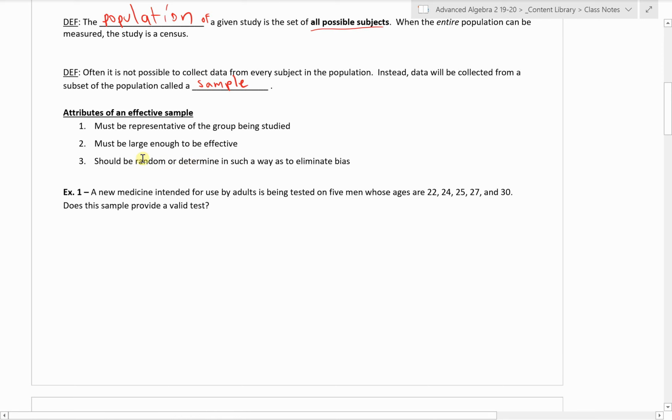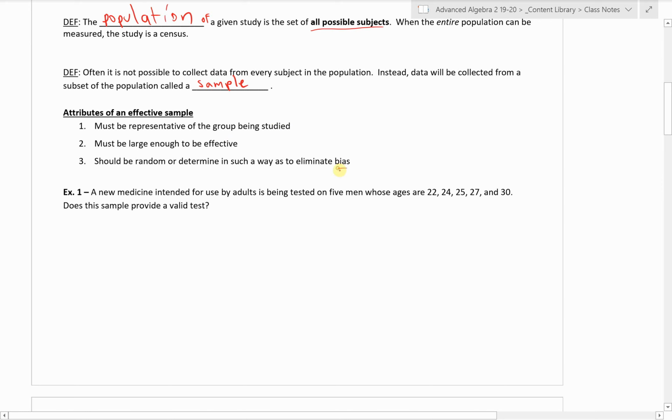Okay, and if this third attribute is met, if the sample is randomly determined, it will typically cause number one to happen. When you take a random sample, you're much more likely to get a group that represents the whole population, rather than having some sort of bias like picking the basketball team or your friends at the lunch table.